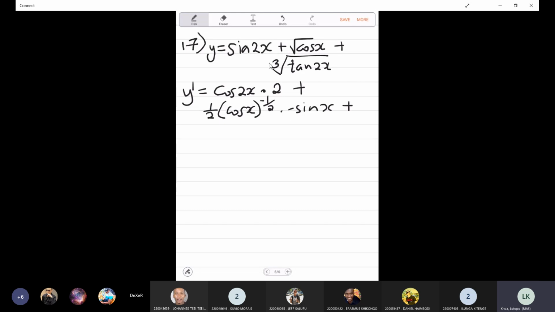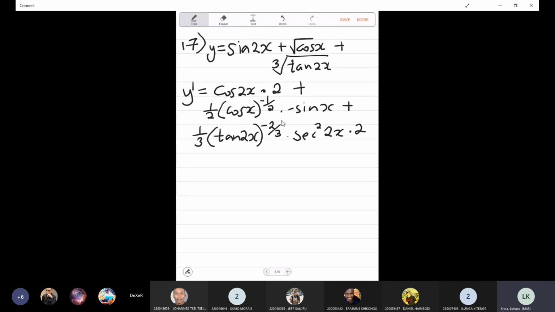And then the last one, the cube root. So you have a third tan of 2x to the power of minus 2 over 3. Then you multiply by the derivative of the inside. So on the inside you have tan. The derivative of tan is sec squared of 2x. And then you multiply by the derivative of 2x, which is equal to 2. Okay, then the only thing left is to now just write this in its simplest form, work out any things that you need to work out.